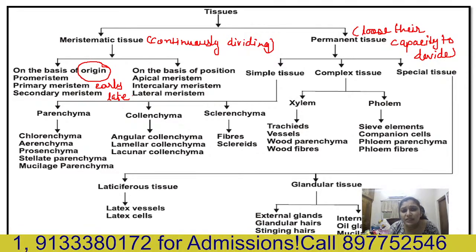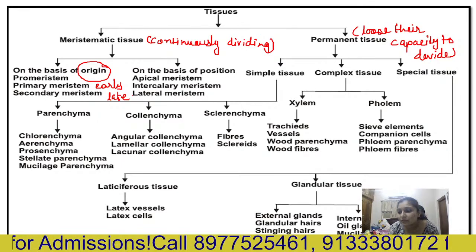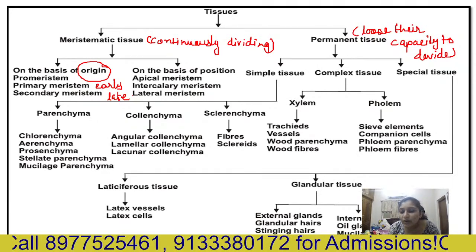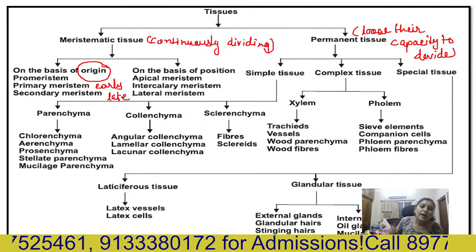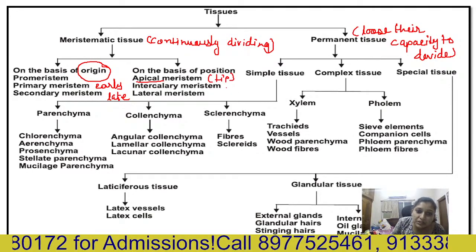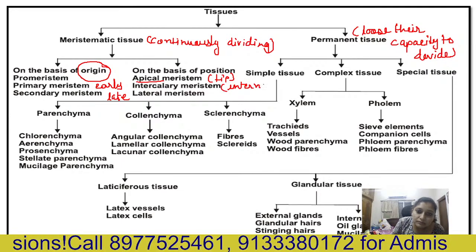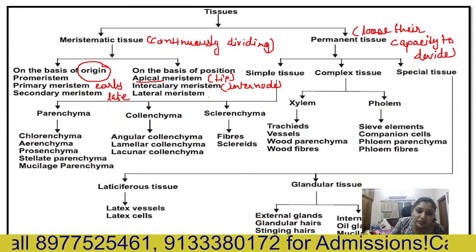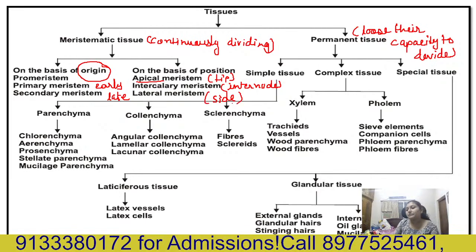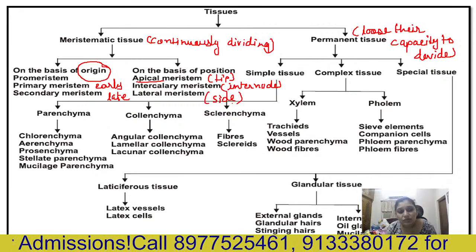Now, on the basis of position, where actually they are, what is the site of their occurrence? According to this, they are divided into three types: apical meristem, at the tip region; intercalary, in the internode region; and lateral meristem, at the sides of either the root or stem. So meristematic tissue is divided into these three types.